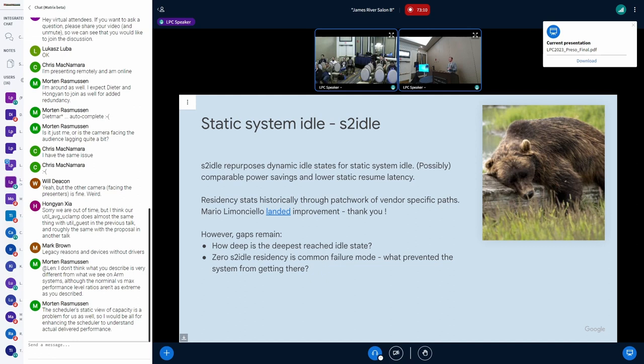The main thing that we see is that we go to S0ix, to suspend mode, static suspend mode, and actually we didn't get there. Either it hangs or it comes straight back and it didn't work. And then, of course, you have to figure out why you didn't get there. What was the dynamic idle that you couldn't reach, and why couldn't you reach it? That is not so easy to determine, because it happens in the field a lot.